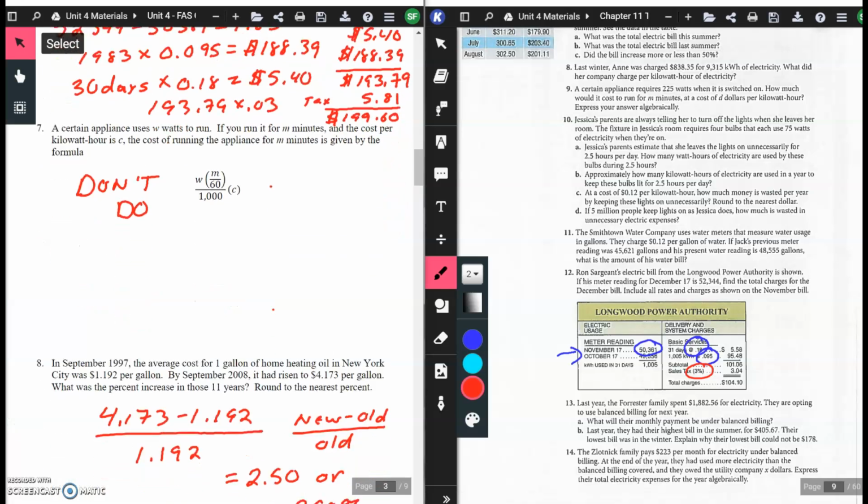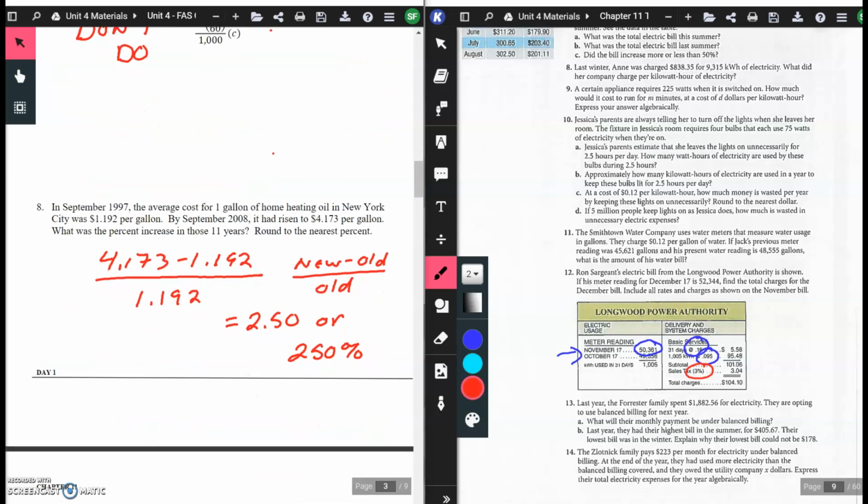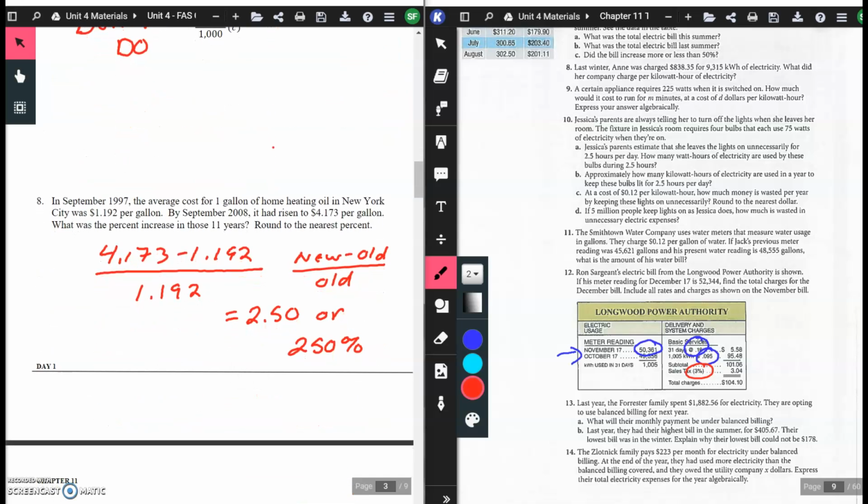Number 7 we are not going to do. We're not going to worry about that conversion. Last problem for this section is number 8.